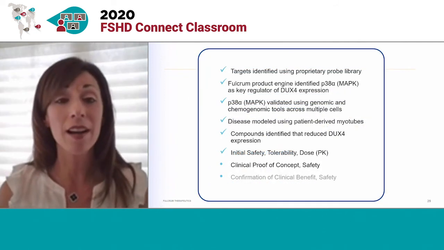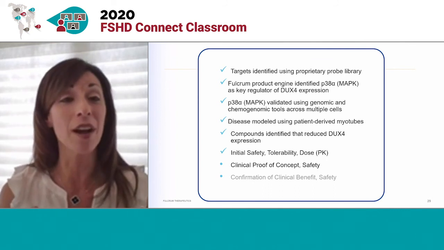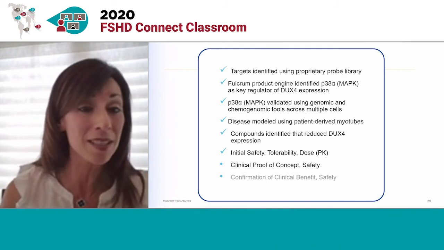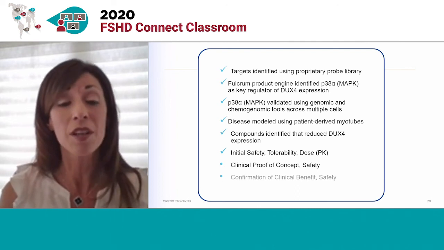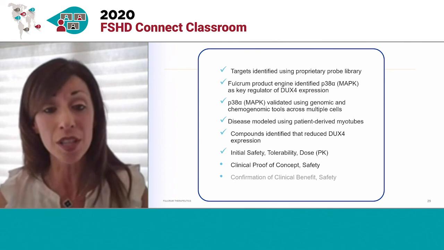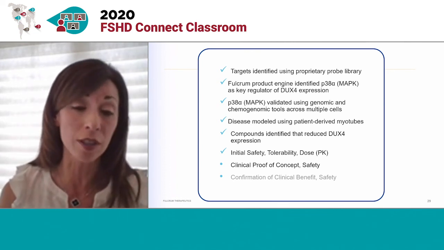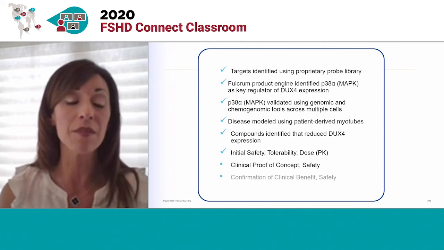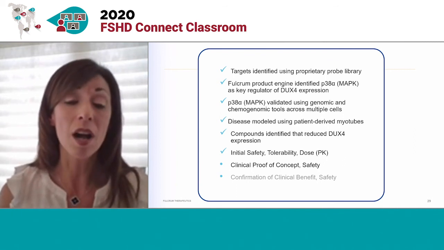So here we are in our journey with our small molecule in our drug development, where we've identified the target P38. We've validated this target. We've modeled the disease in cellular models. We've identified a program that interacts with our target to reduce DUX4 expression. We've shown safety, although safety is a continual journey throughout all of the phases of development. We've confirmed our dose, and now we are in the process of showing our clinical proof of concept.